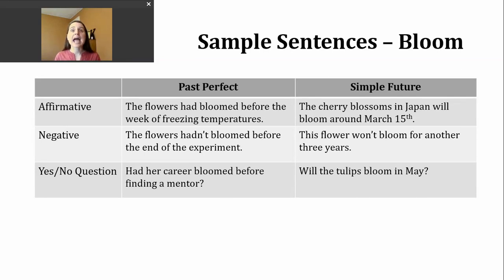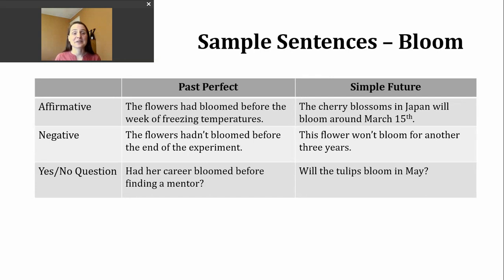The flowers had bloomed before the week of freezing temperatures. And that's bad news for these flowers because the freezing temperatures, I should say, have likely caused the flowers to die. Now, if I want to make a negative sentence, what I need to do is insert not after had. You may hear some people use the contraction hadn't, but as you speak and write, you don't have to do that by any means.